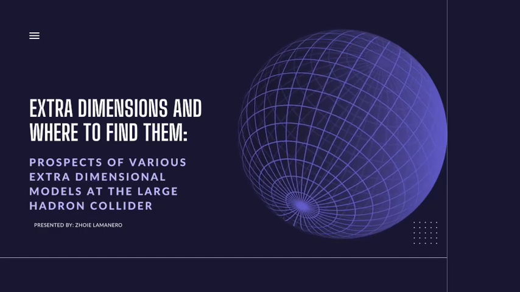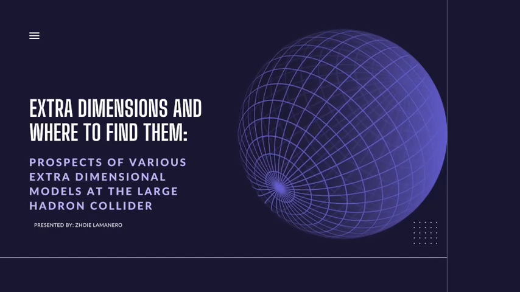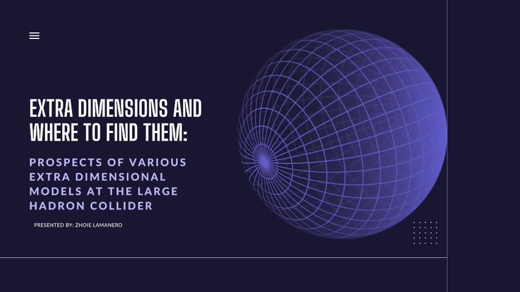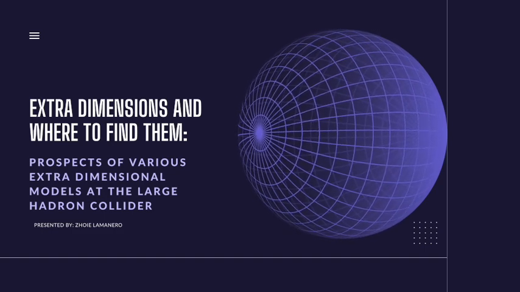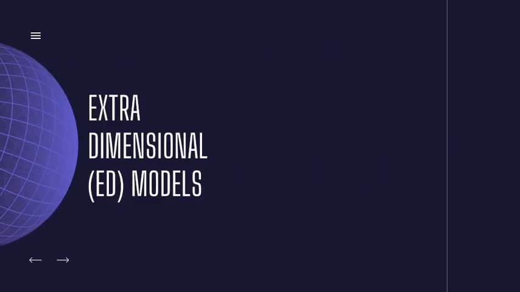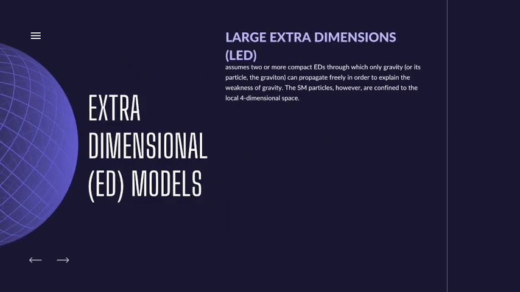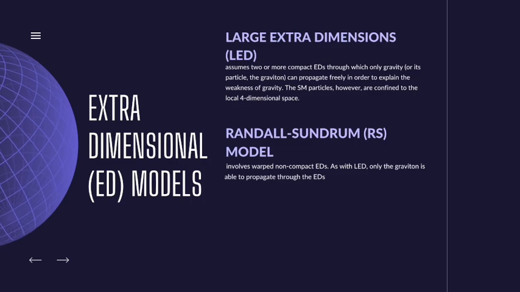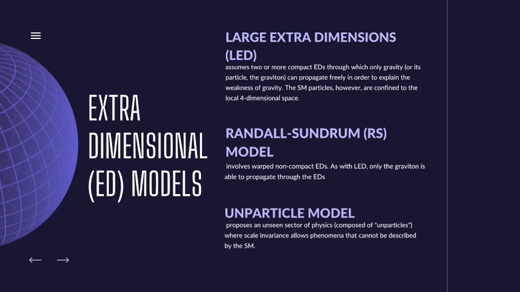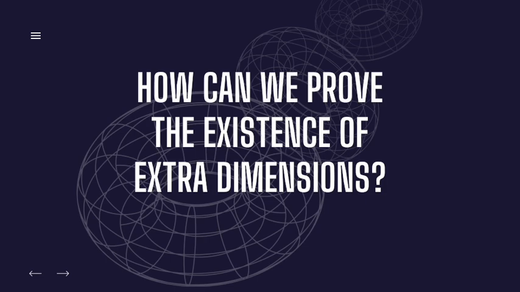Since Kaluza-Klein's pioneering work in proposing a five-dimensional spacetime, numerous theories have emerged positing the existence of extra dimensions beyond the 3+1 spacetime framework. Notable among these theories are the large extra dimensions or LED model, the Randall-Sundrum or RS model, and the n-particle model. How can we prove the existence of these extra dimensions?